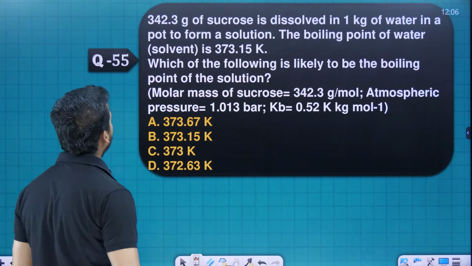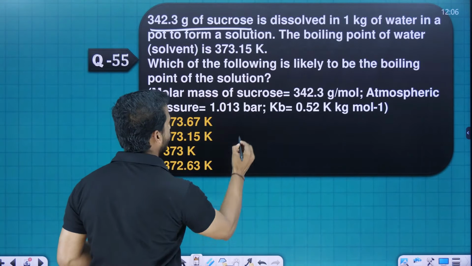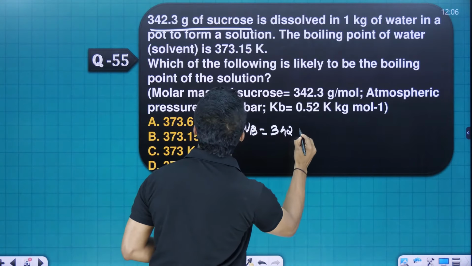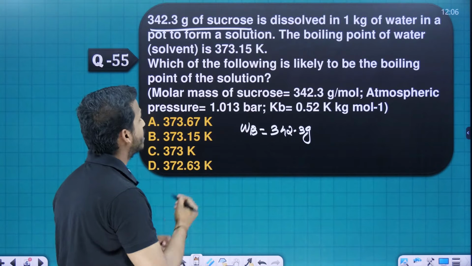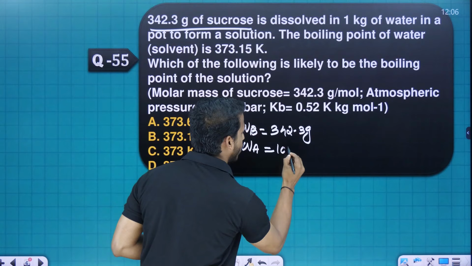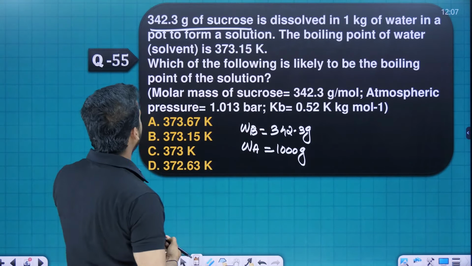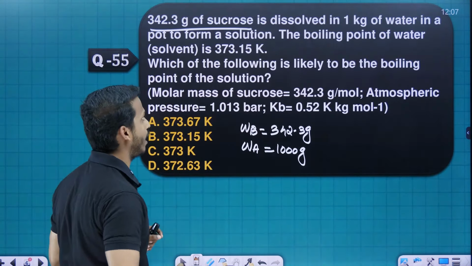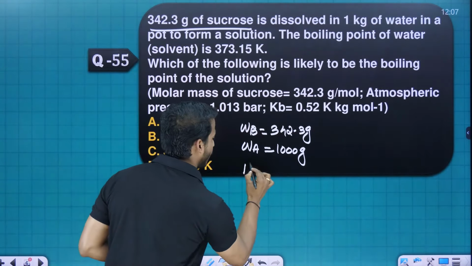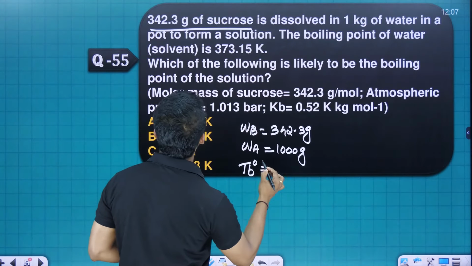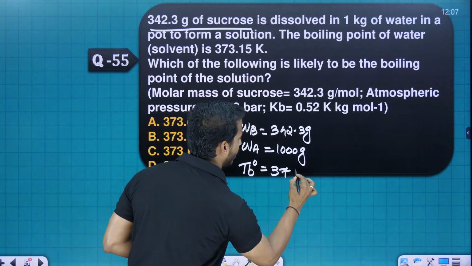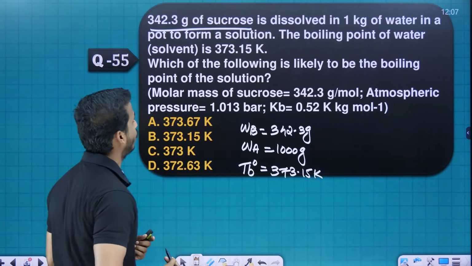Next one. 342.3 gram sucrose. So the weight of solute is given, 342.3 gram, dissolved in 1 kilogram water. So the weight of solvent is given, 1 kilogram, which means 1000 gram, to form a solution. The boiling point of water, the boiling point of solvent, TB naught, is given. Already we know 373.15 Kelvin is the boiling point of water.